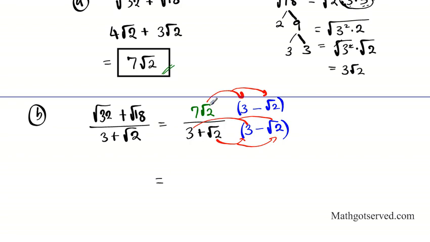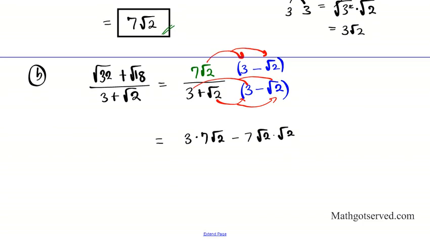For the numerator, we're going to have 3 times 7 root 2. You multiply the integers, okay? Minus 7 root 2 times root 2. Okay, that's for the numerator.